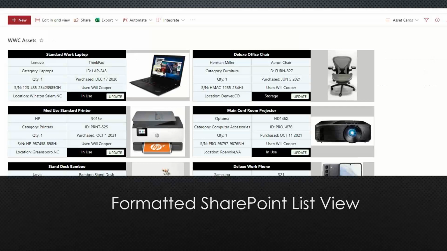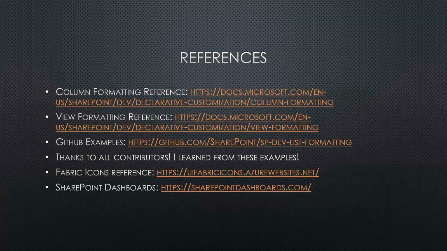And this is an example of a formatted list view, which looks completely different. Obviously, you have visuals. On this particular screenshot, it's showing an asset tracking template. So there's some formatting. It's a lot more interesting to look at in terms of a dashboard. So that's an example of a formatted list view.